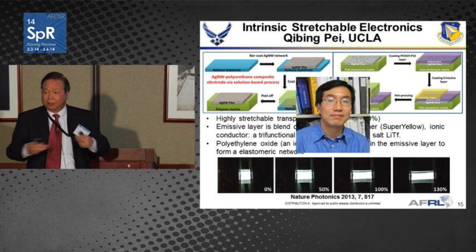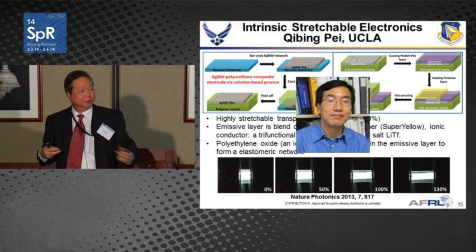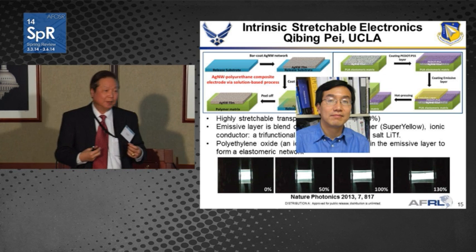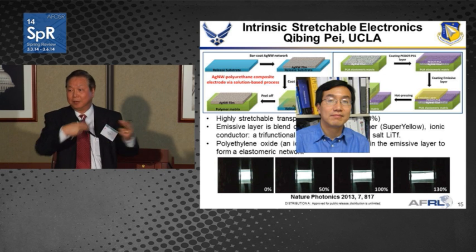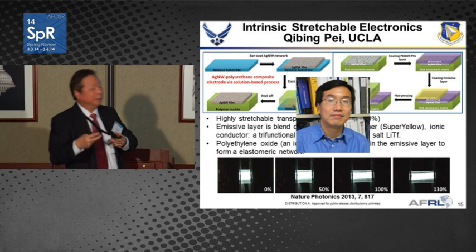So there are different approaches. One is to modify the main chain of the polymers to make it below Tg, above Tg. And the other approach is to modify the side chain. But here's a third approach, which is blending.